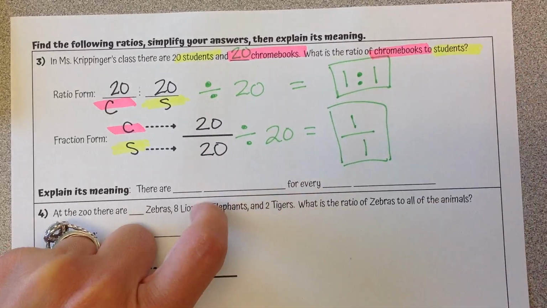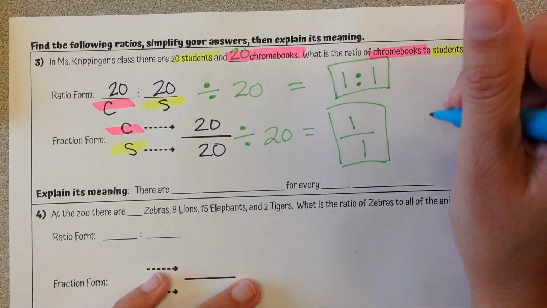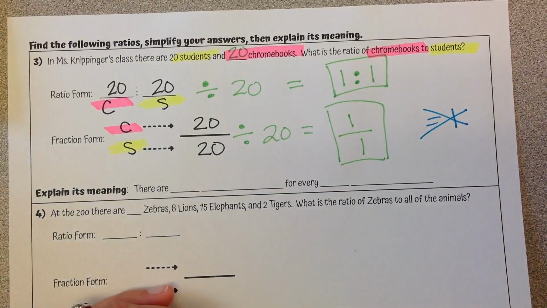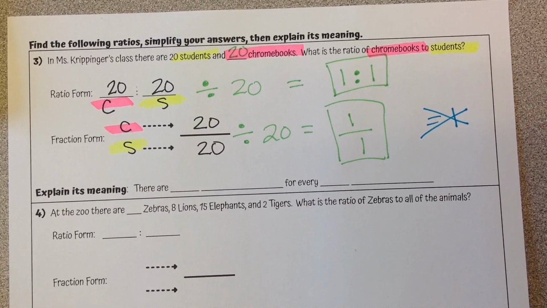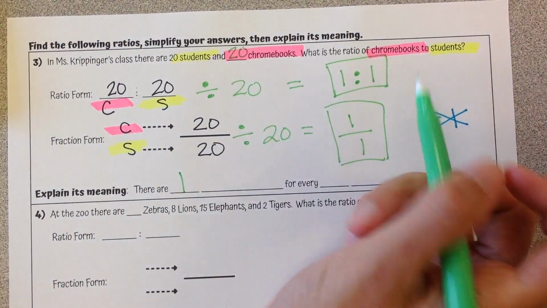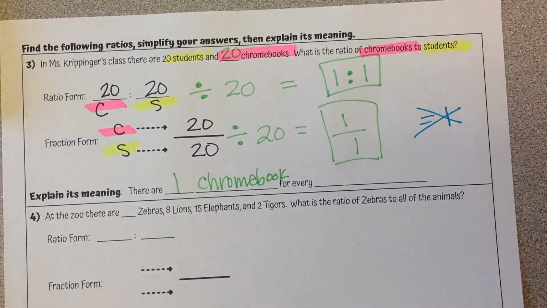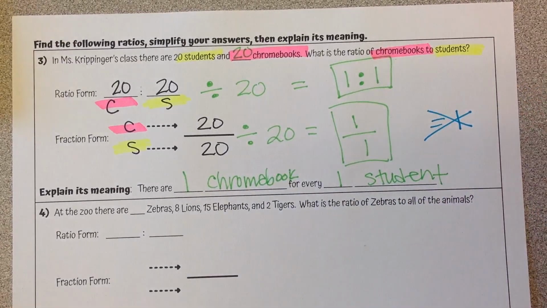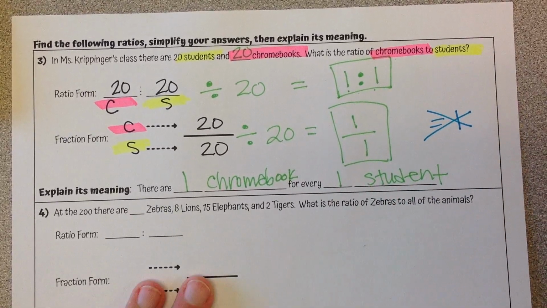A lot of people, when they're done with this, want to write an answer of, oh, well, that simplifies to 1. That is incorrect. With ratios, you always have to have 2 numbers. You're comparing 2 quantities. So when we're writing this out in sentence form, there is 1 Chromebook for every one student. That's what we mean when we say it's a one-to-one school.